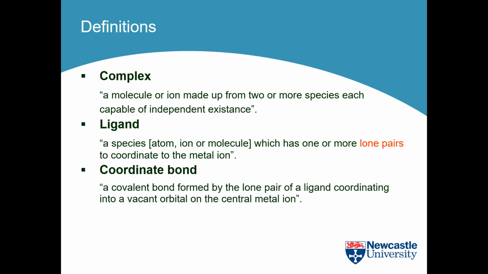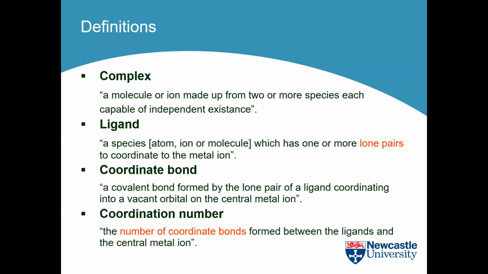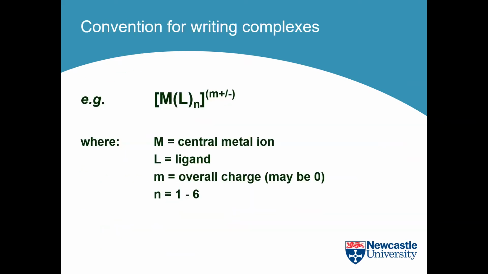Completely indistinguishable. And coordination number, of course, is the number of coordinate bonds, the number of pairs of electrons, the lone pairs that are being shared between the ligands and the metal ion. It's not the number of ligands necessarily, unless the ligands are all monodentate. It's the number of lone pairs. So watch out for that one: the number of coordinate bonds, which is the number of lone pairs donated.